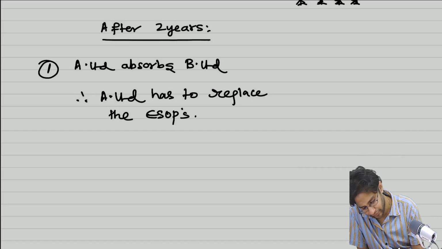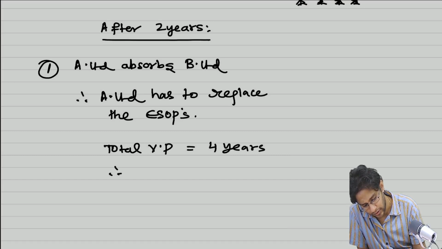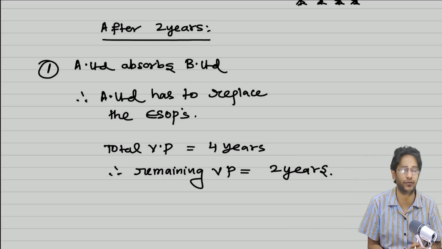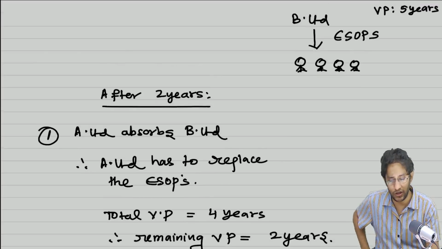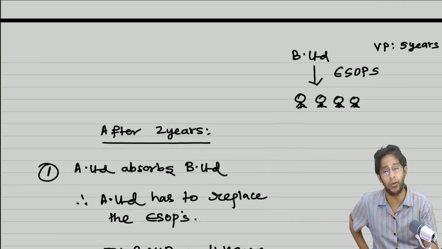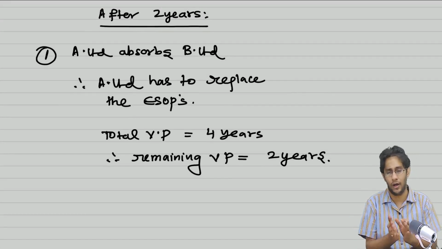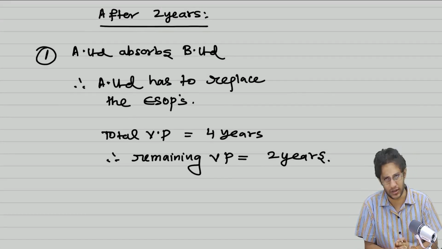Imagine the total vesting period is 4 years. Therefore the remaining vesting period is equal to 2 years only, because they have already served 2 years in the past, another 2 years of service, so that's enough. But as per the original plan, it is 5 years, remaining is 3. But now A Limited has issued a new plan, therefore they have changed the terms and all.